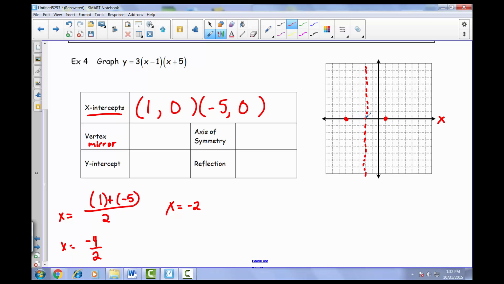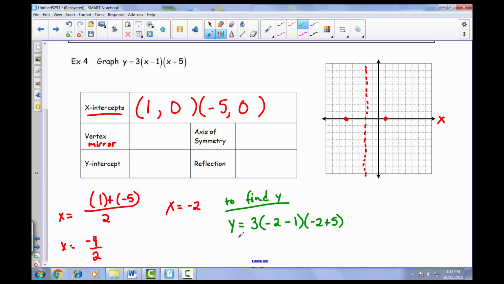So we know our x value, but we have no idea yet what our y value is. But that's not so bad. All you really have to do to determine the y value is plug in our vertex x value, which we know is negative 2, for x. So to find y, we have y is equal to 3 times (negative 2 minus 1) times (negative 2 plus 5).